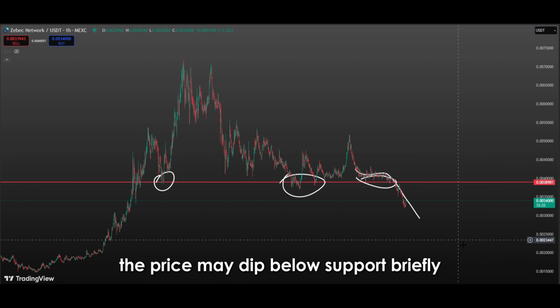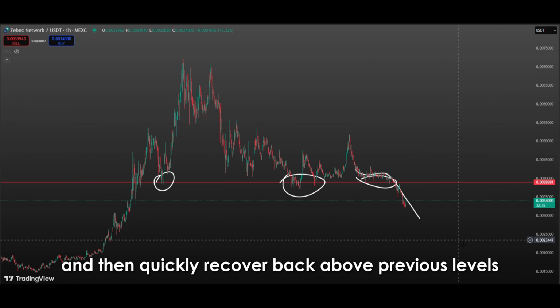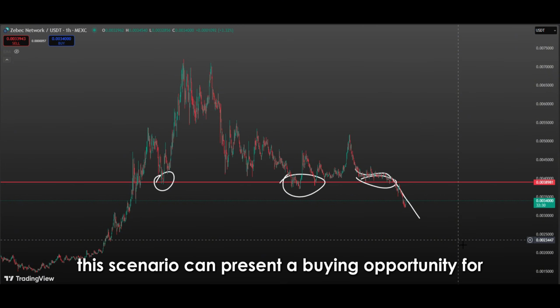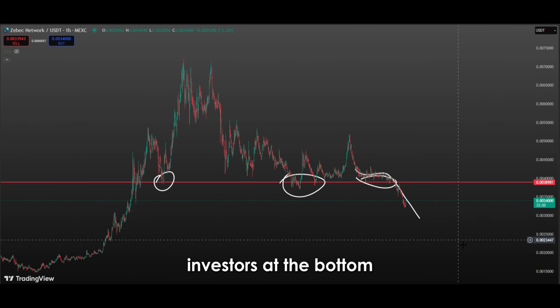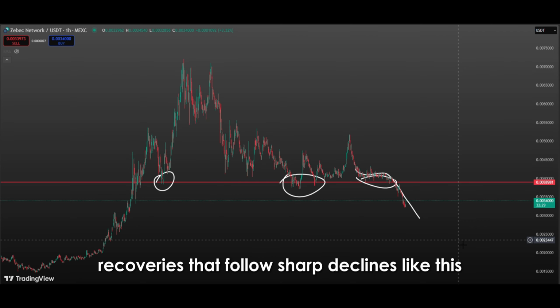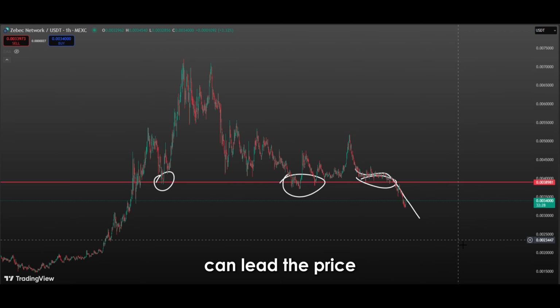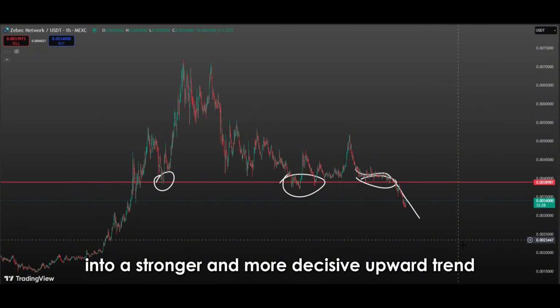In such a case, the price may dip below support briefly, and then quickly recover back above previous levels. This scenario can present a buying opportunity for investors at the bottom. Additionally, recoveries that follow sharp declines like this can lead the price into a stronger and more decisive upward trend.